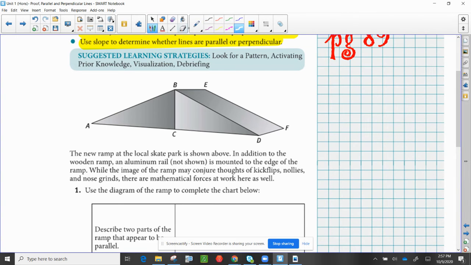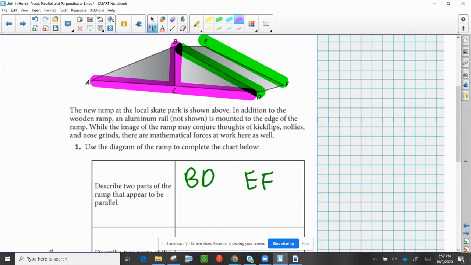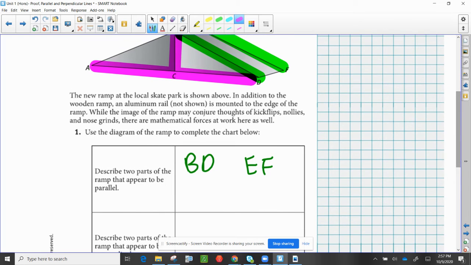Okay, so when I'm looking at parallel, and you may have chosen different options than me, I'm going to go with lines BD and EF. Those look parallel to me. They look like they just run side by side, right? So that's what I put in here. Lines that look perpendicular would be this line here, BC, and the bottom line, AD. That's what I picked. You could have picked something else. So I said AD is perpendicular to BC.